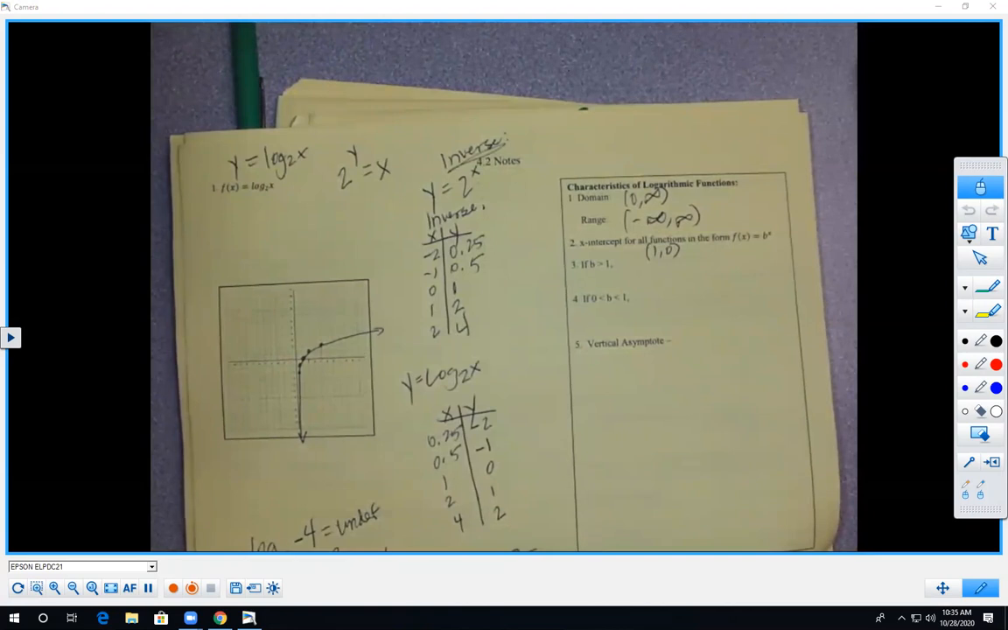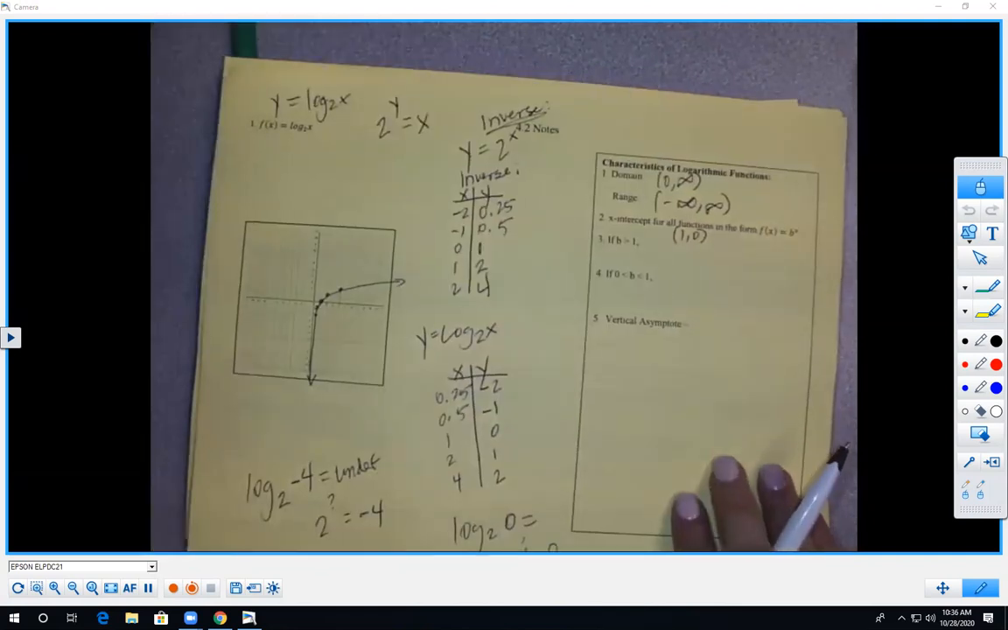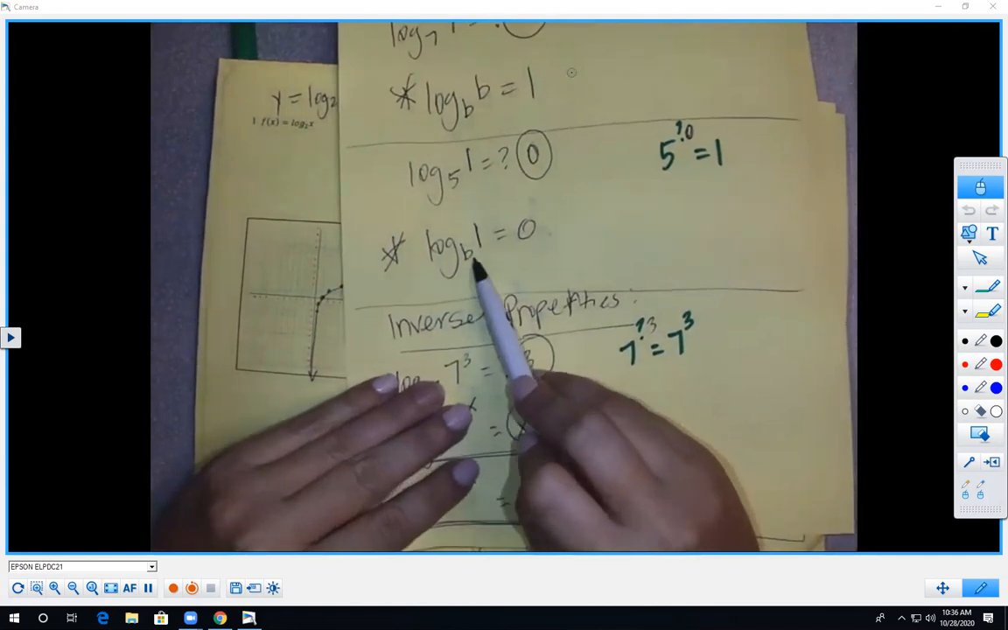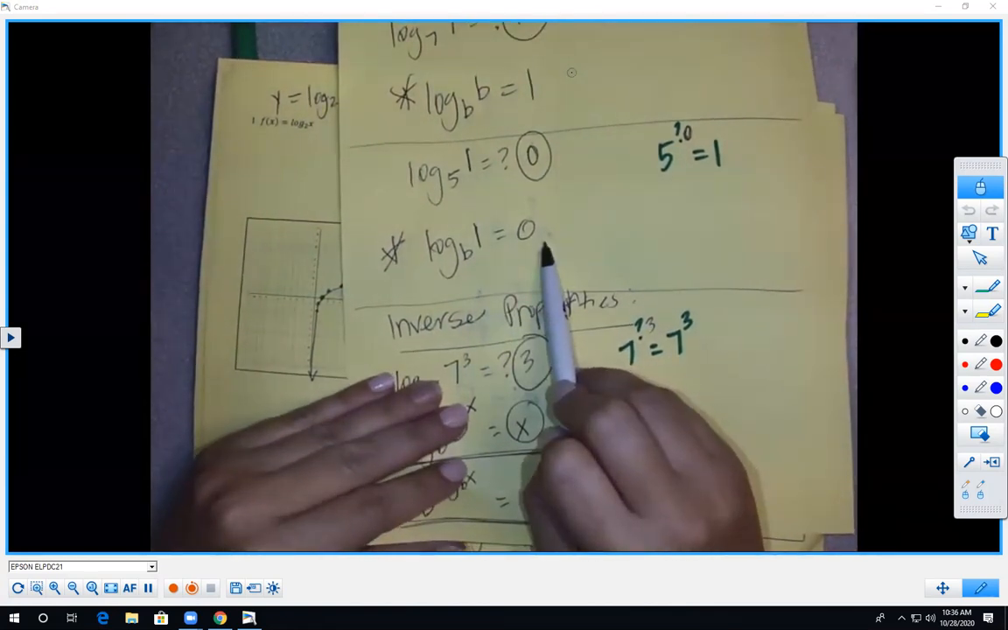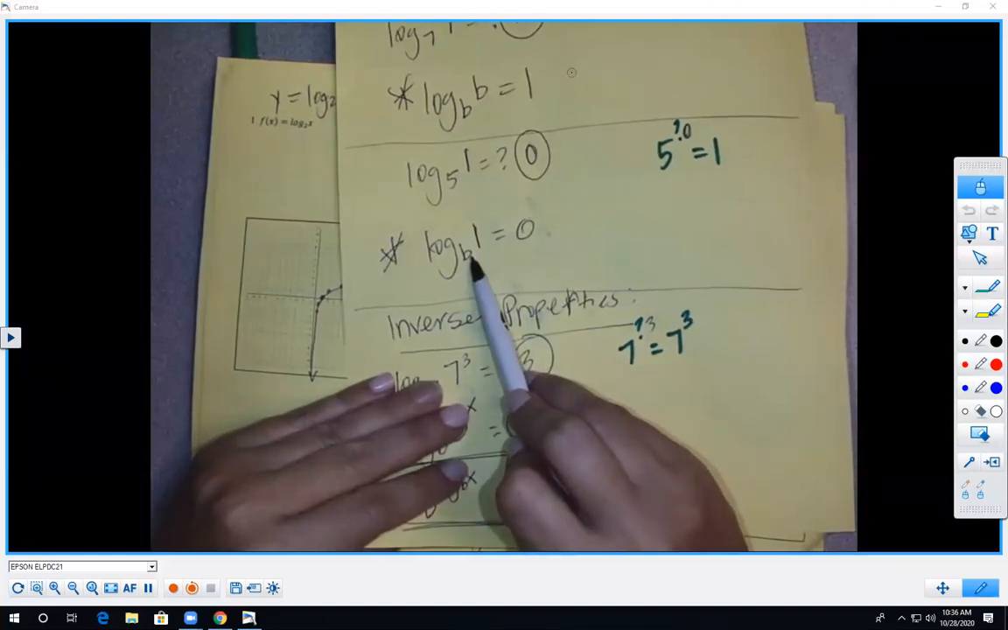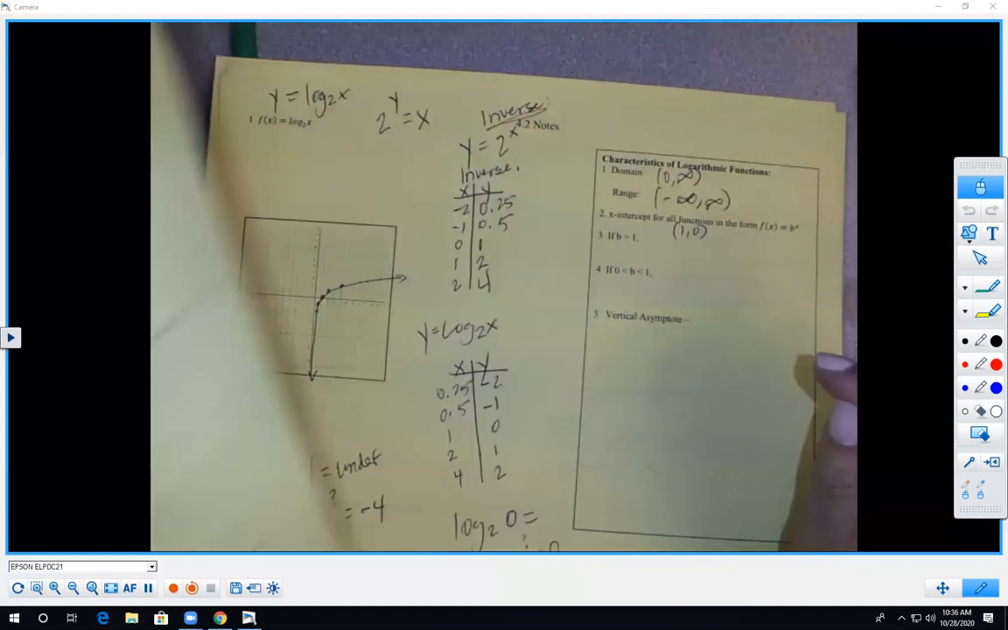Because when you raise something, it has to do with the powers. Equal 1. Based on the same. It's because of this property right here. Log base anything of 1 equals 0. So this is the y value. That's the x value. So 1, 0.